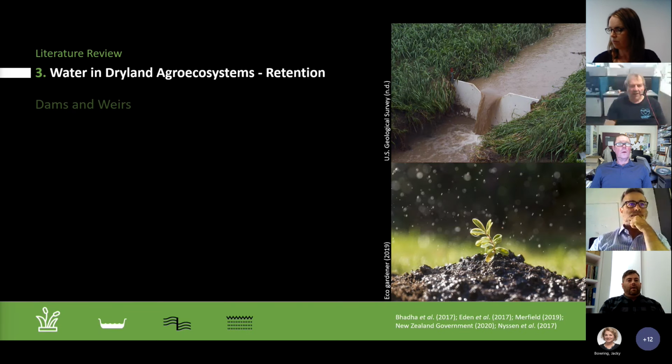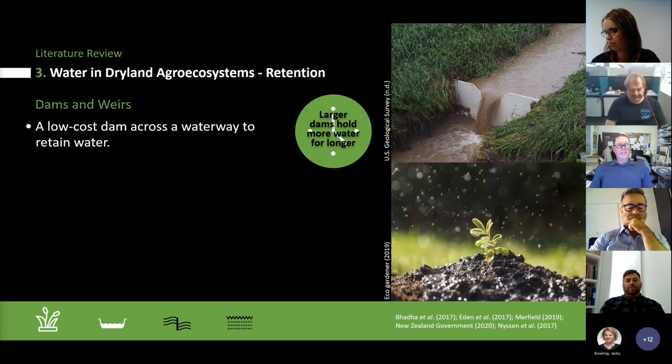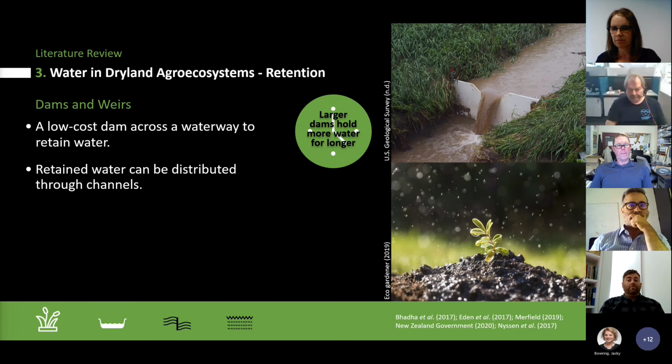The next type we'll look at is dams and weirs. They are constructed across a waterway to retain the flow of the waterway. They can vary in size, with larger dams holding more water for a longer period of time. The water that is retained can then be distributed through channels cut into the sides off into different directions. And soil moisture.